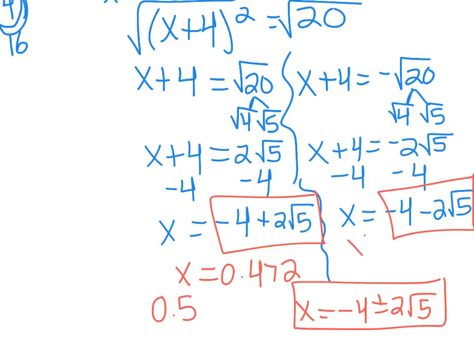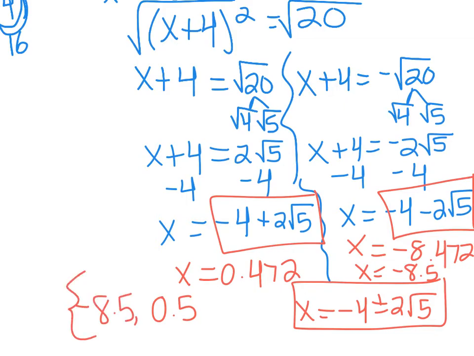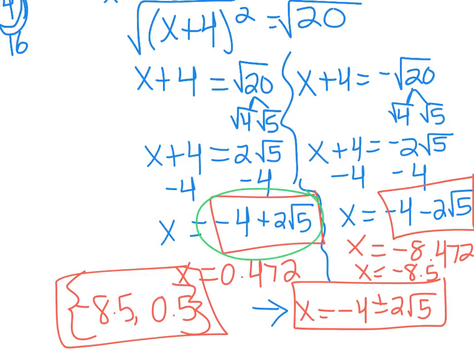Over here again, put in negative 4 minus 2 times square root of 5, and we get negative 8.472, which is negative 8.5 rounded. So our two roots rounded are negative 8.5, 0.5, and our two exact roots are negative 4 plus or minus 2 radical 5, or again, you could just leave them as this and box them as two separate roots.